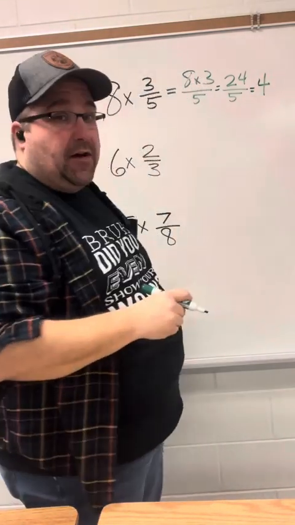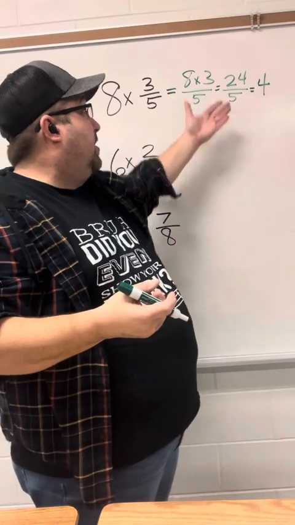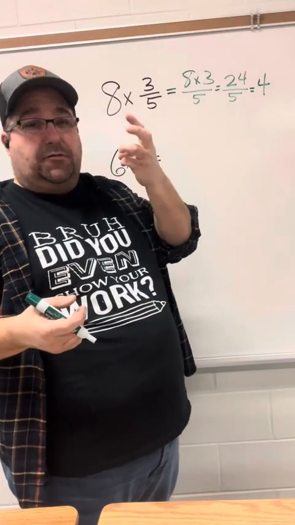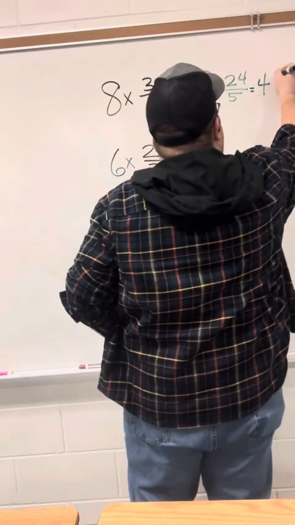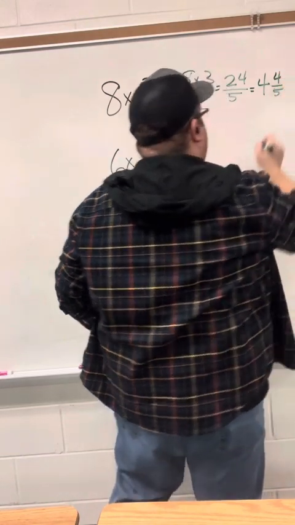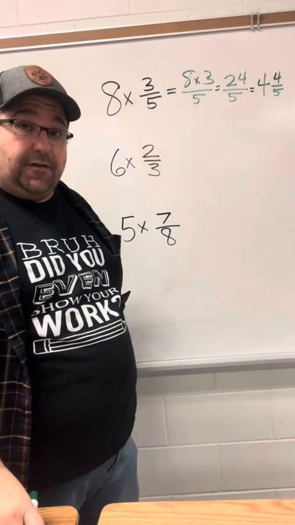And what is 4 times 5? That's 20. So how many do I have left over? Well, 20, 21, 22, 23, 24. We got 4 left over, right? 4 and 4/5. That would be our final answer, 4 and 4/5.